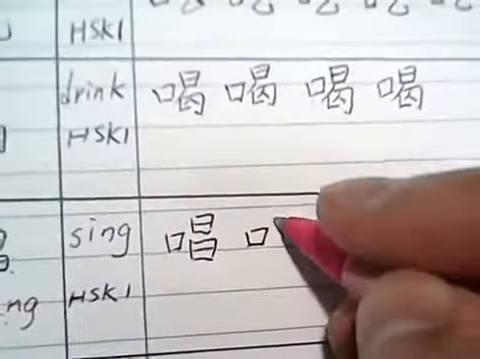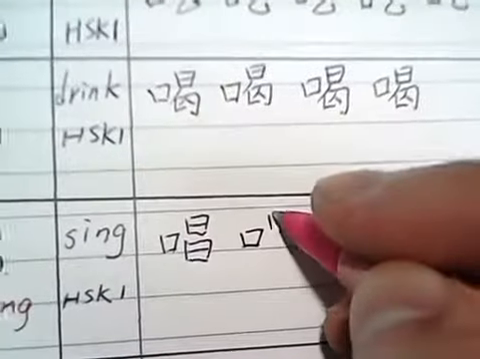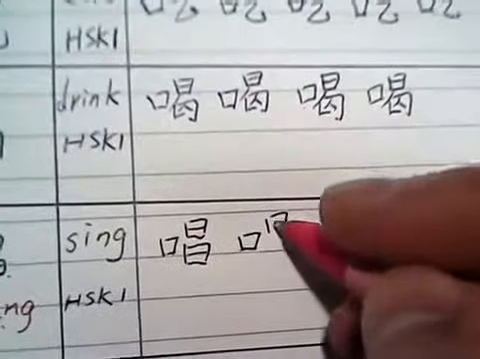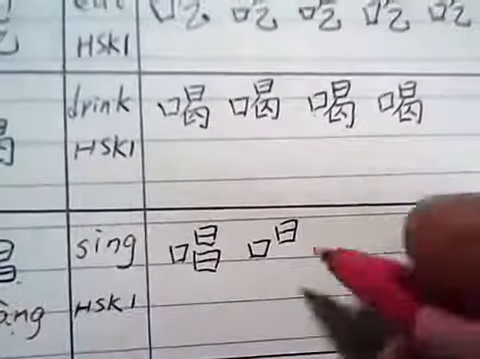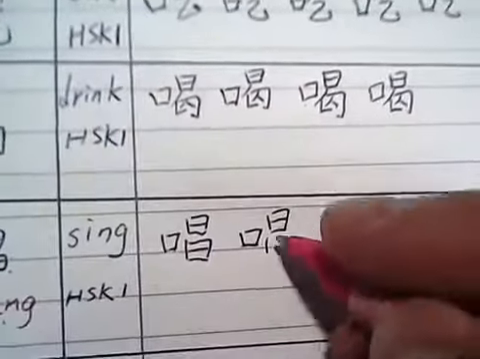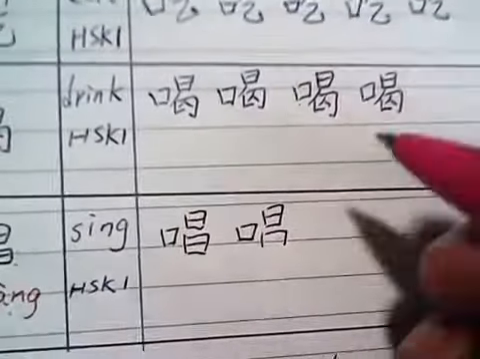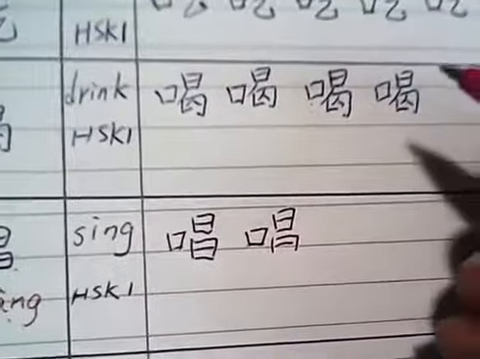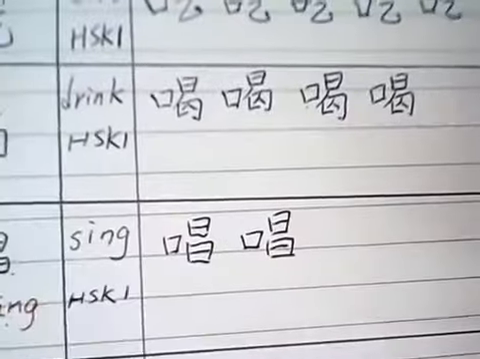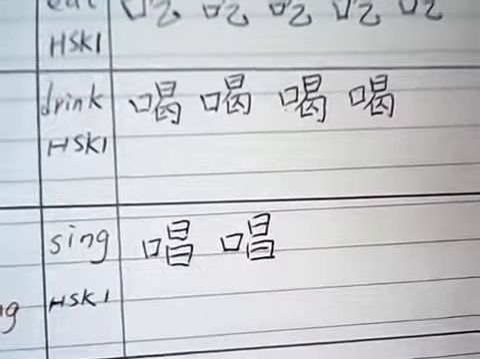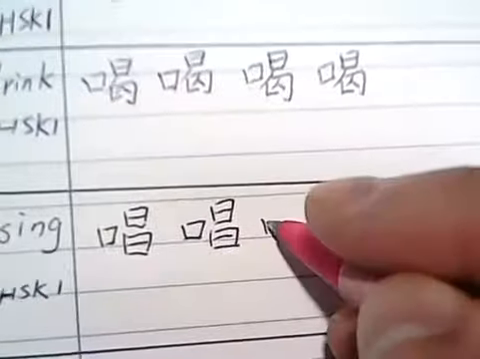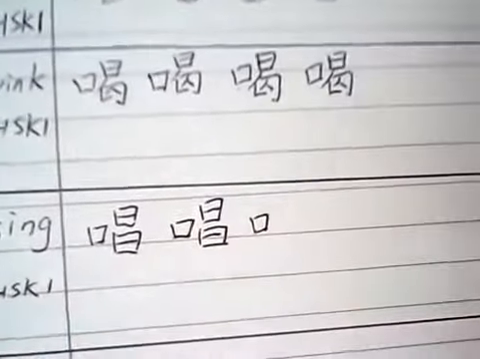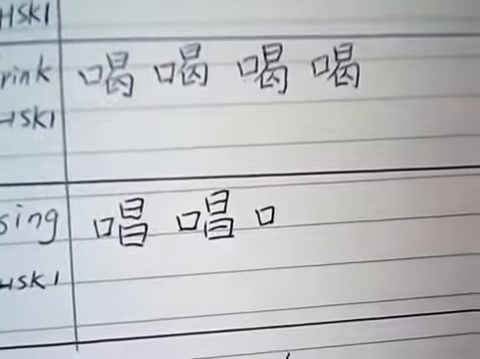Like this. Okay. Follow the strokes all the time. Then you can write this word correctly. 唱, which means sing. HSK level 1. Again, you sing a song with your mouth. So that's the reason why the radical is 口.